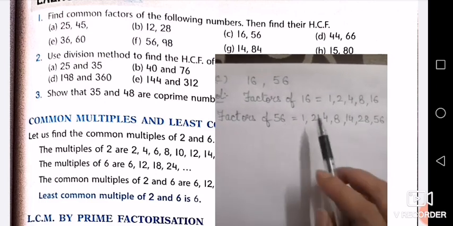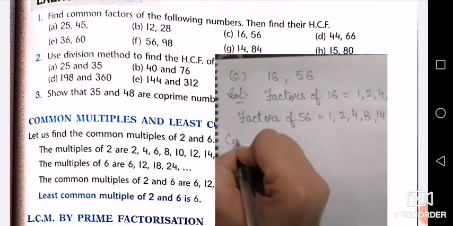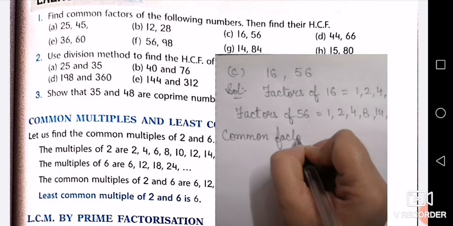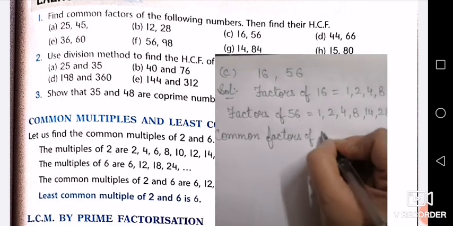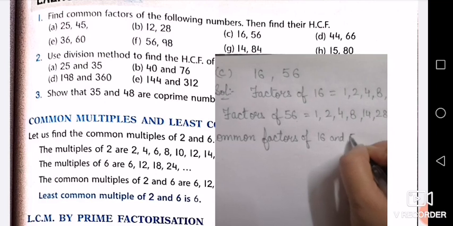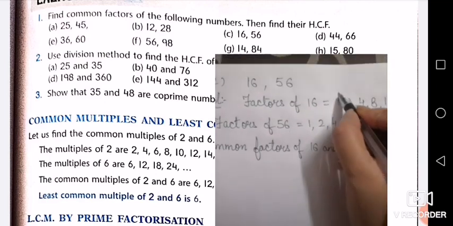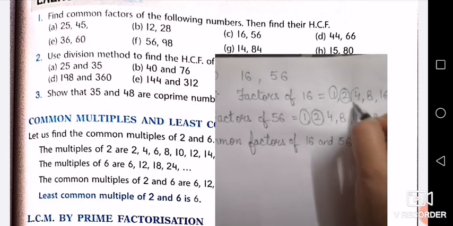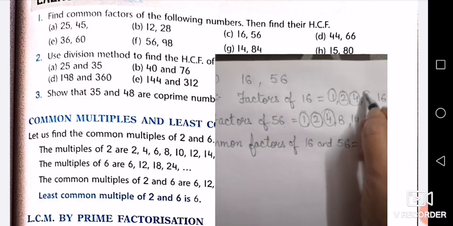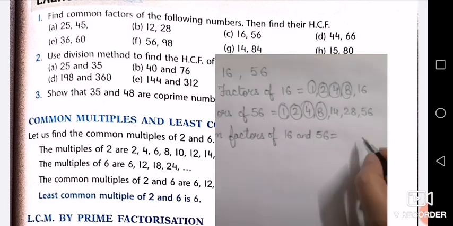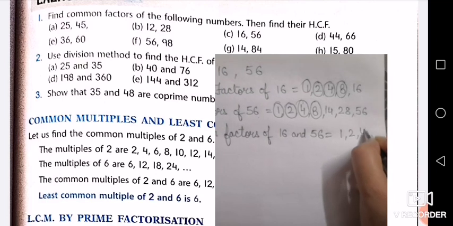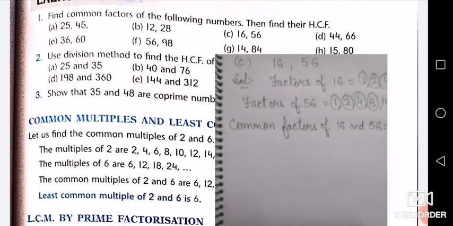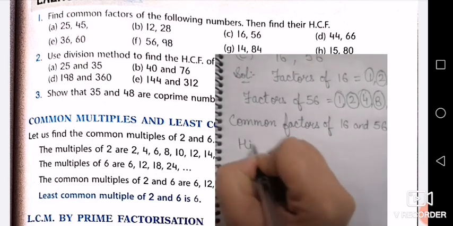Now among all these factors, the next step is to find the common factors of 16 and 56. So what are the common factors? 1, then 2, then 4, after that 8. So write down all these factors: 1, 2, 4 and 8. Now what is the next step? Finding the highest common factor of the given two numbers.